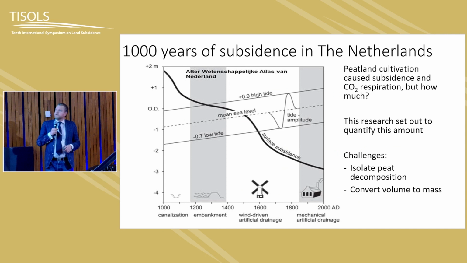So this talk is about 1,000 years of land subsidence and how we can calculate how much CO2 respiration we had over this last 1,000 years. We lost a lot of peat, but we have to be able to calculate the amount of CO2 respired. And as said, there are two challenges. We need to isolate the peat decomposition from the other processes that lead to land subsidence, and we need to be able to convert a volume to a mass. That's very important. So those are the two steps I will follow here.